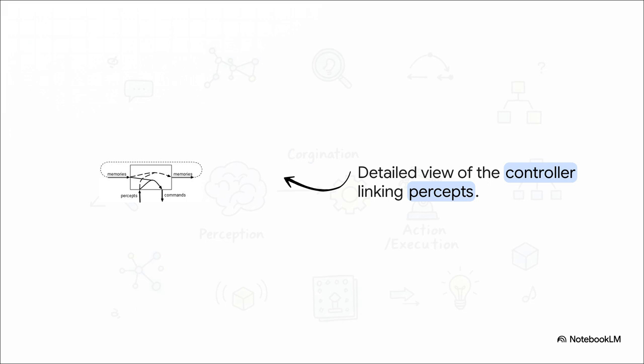You see a fresh percept coming up from the bottom. At the very same time, an old memory comes in from the left. Inside the controller, these two distinct streams of data actually merge. Then, that merged data splits to do two very different jobs. One path drops down as a command to the body, and the other path swoops back out to the right as a brand new, updated memory for the next time step.